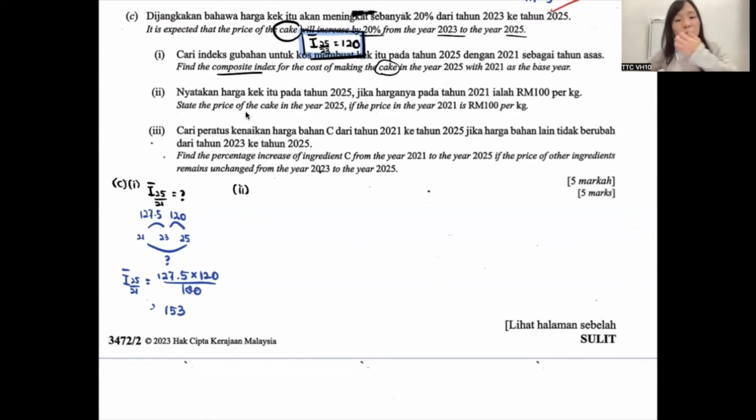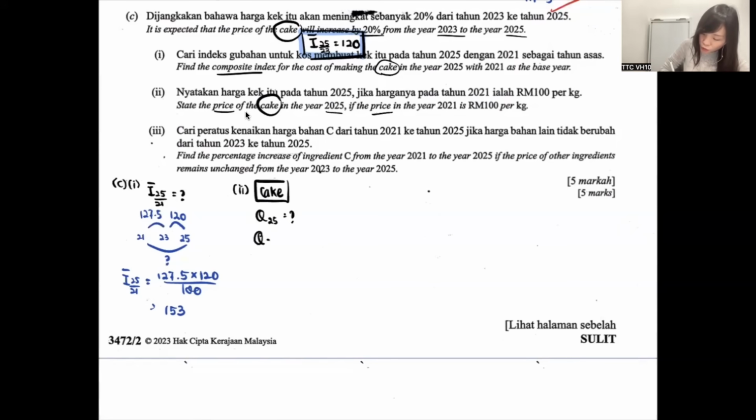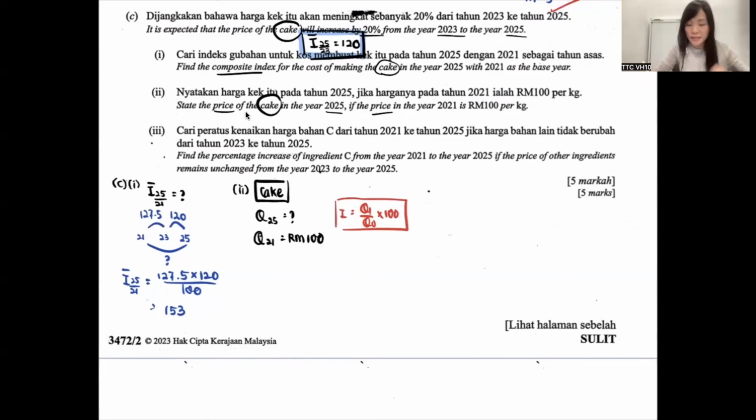Done. Next one, the second one: state the price of the cake. Remember, you're doing the cake, because cake means everything, and everything must refer to I dash. So they want a price. Price is Q, the Q for 2025. They say the price, the Q for 2021, is RM100. I hope you know every time you want to find the price, you always use the first formula, because only the first formula includes Q. The rest of the formulas have no Q. Sub inside.